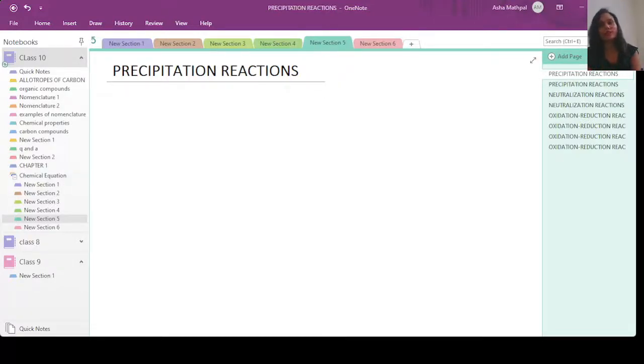In my previous session, I was teaching you chemical reactions and equations, which is chapter number 1 in the class 10 CBSE board science textbook. It is a chemistry chapter. I have already explained till the topic of double displacement. Now we will be moving ahead in the chapter and I will be teaching you some more types of reactions.